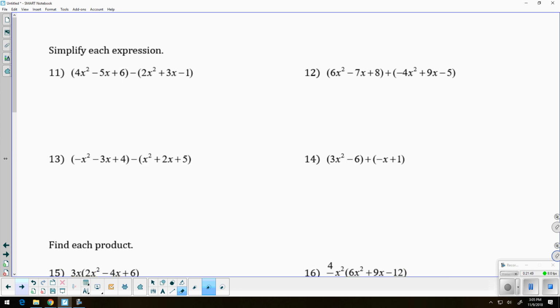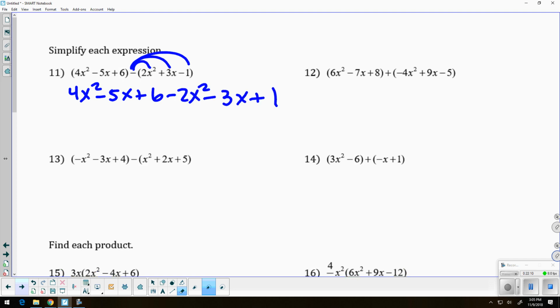Okay, so with subtraction, it's pretty simple. You're really just combining like terms, but you want to make sure that you subtract each and every single term. So you have to almost distribute that minus sign to all three terms. So if you distribute it, you're going to have 4x squared minus 5x plus 6 minus 2x squared minus 3x plus 1. So it's going to change all the signs. And now just clean it up.